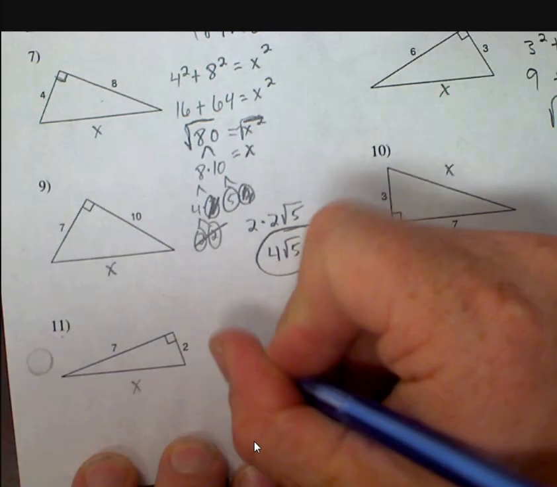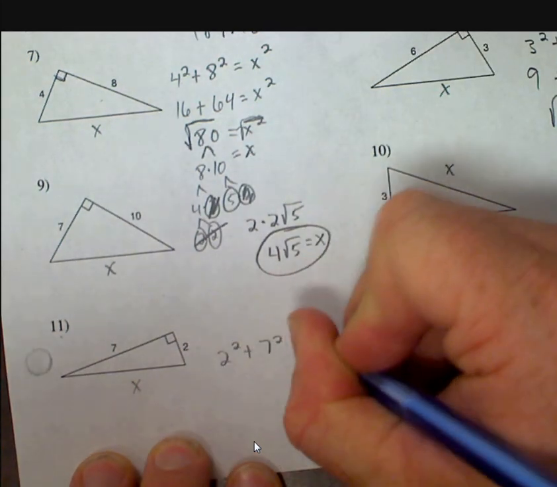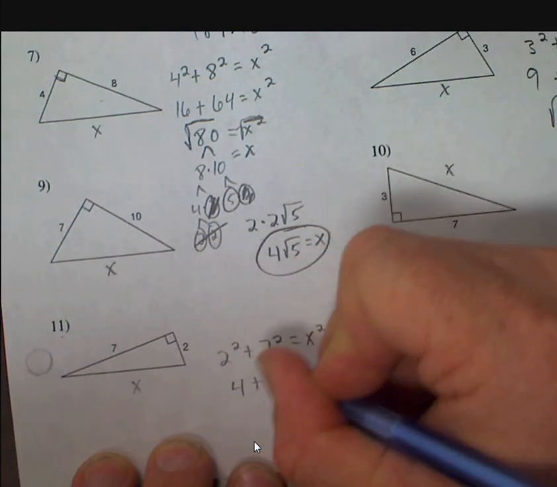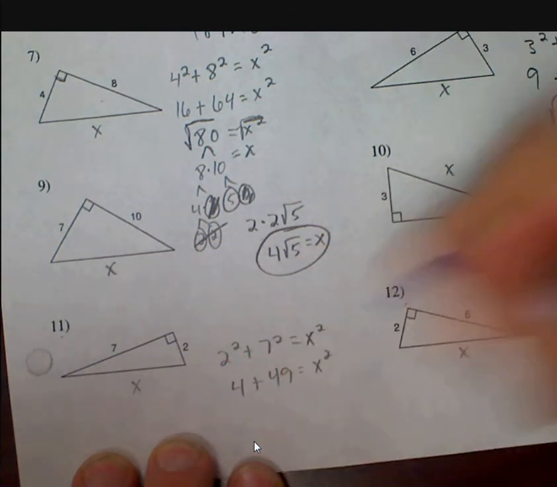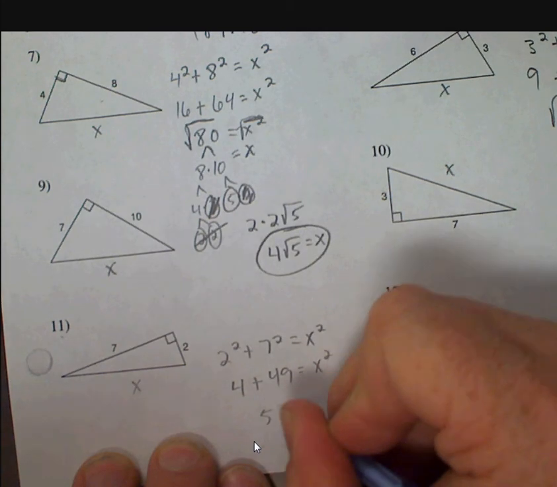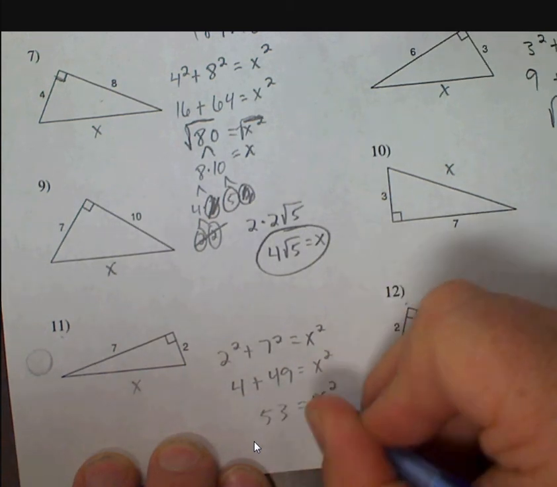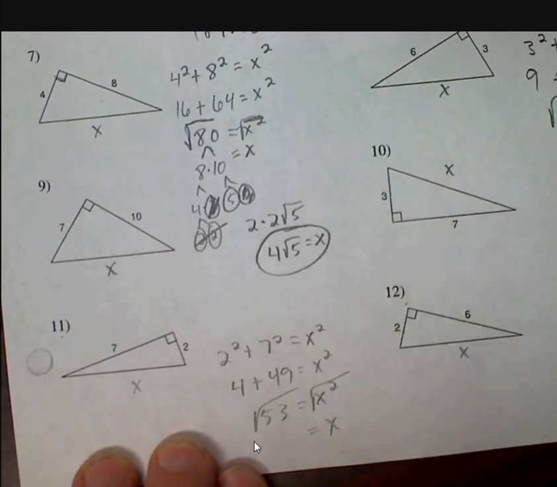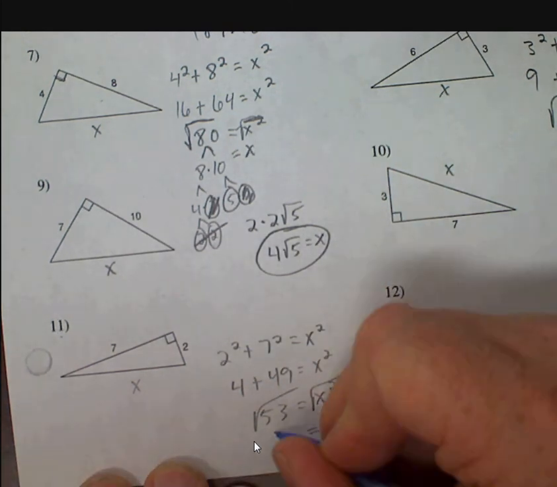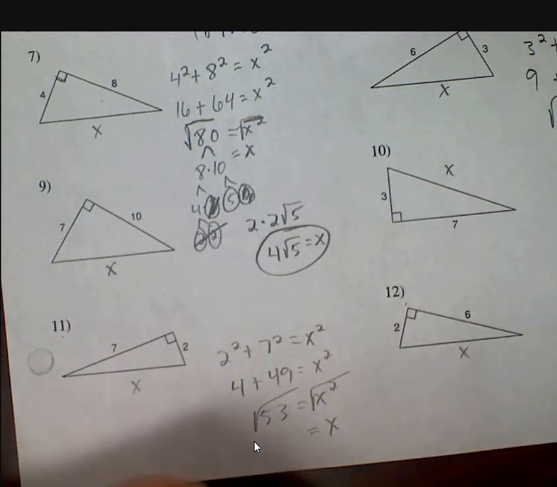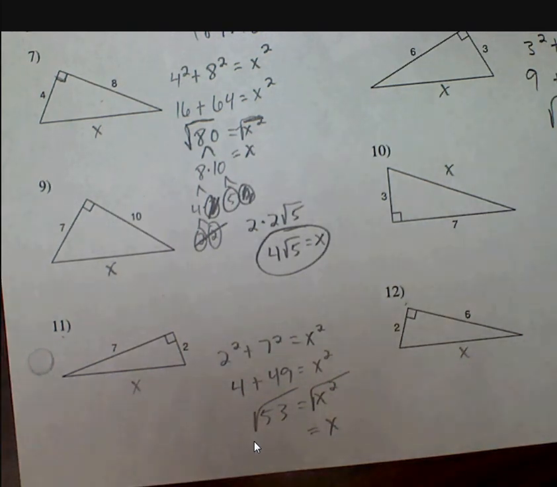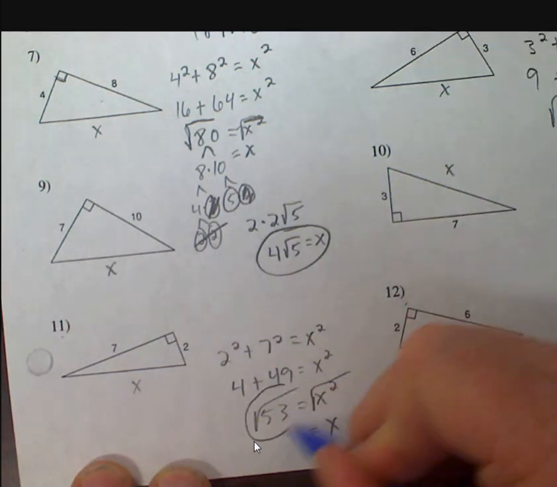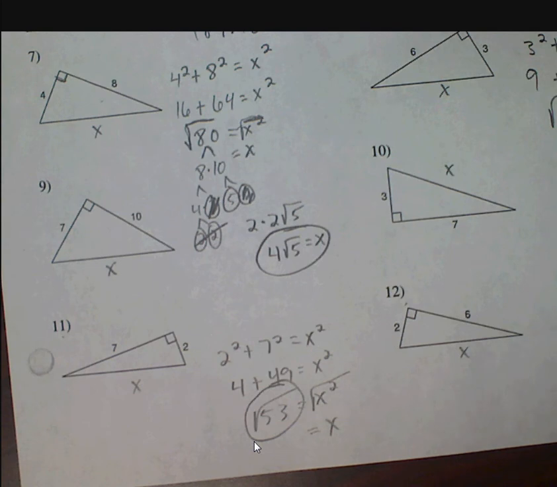On number 11, you should have gotten 2 squared plus 7 squared equals x squared. 4 plus 49 equals x squared. That would be 53 equals x squared. Square root both sides. The x is by itself. And now I cannot break down, actually 53, let me see, 53 divided by 3, nope. 53 cannot be broken down, so we literally keep it the same.